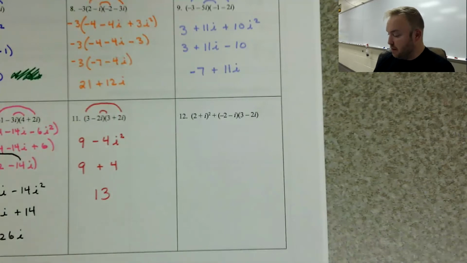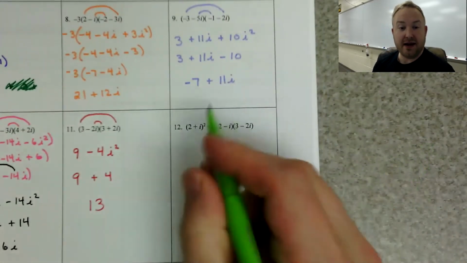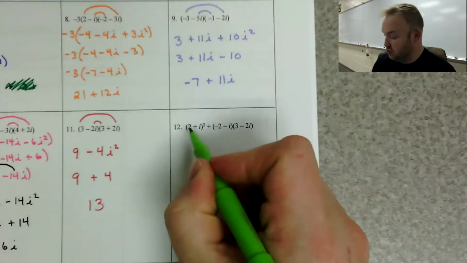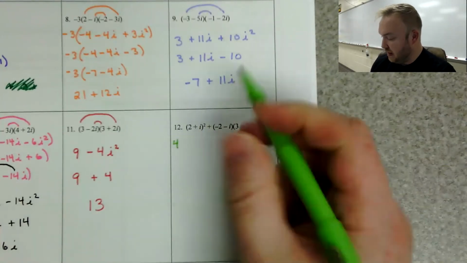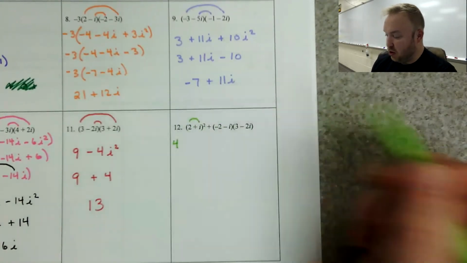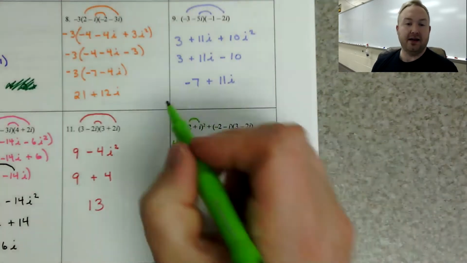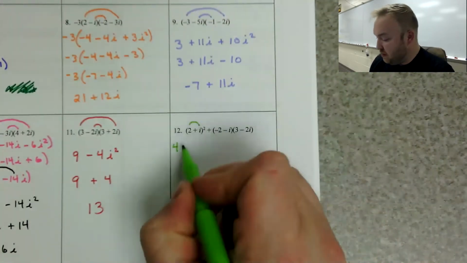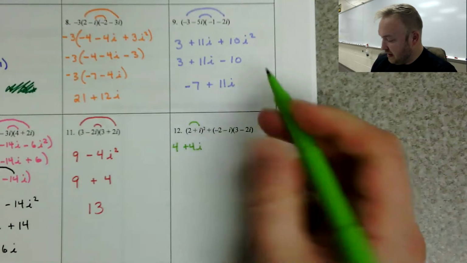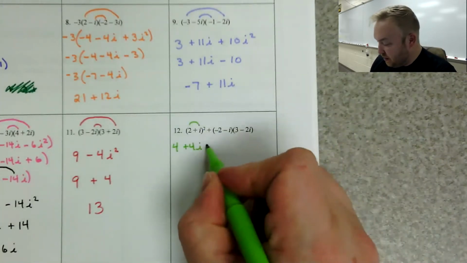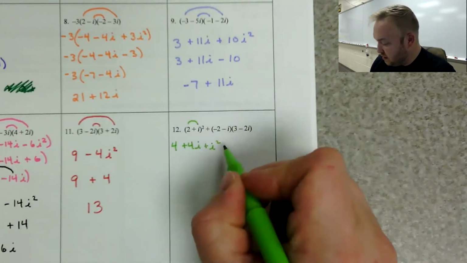So we're going to start by squaring 2 plus i. So that means first times first would be 2 times 2, which is 4. My outer and my inner would both be 2 times i. So we'll have 2i plus 2i, which will be 4i. And then i times i will be i squared.